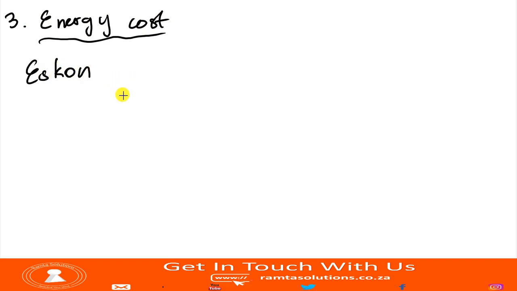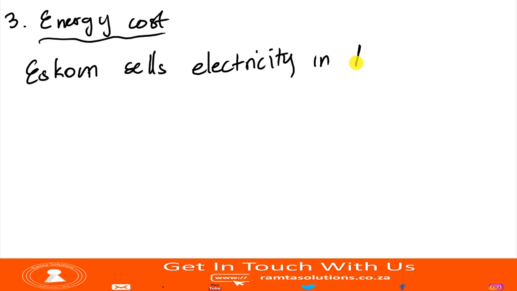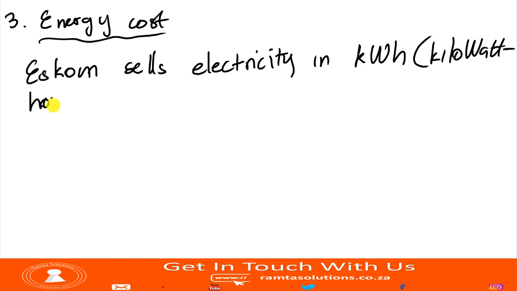So, ESCOM, what does it do? ESCOM sells electricity in kilowatt hours. ESCOM is our electricity supply company in South Africa, if you are watching from outside the country. So ESCOM sells electricity in kWh, which is kilowatt hour.